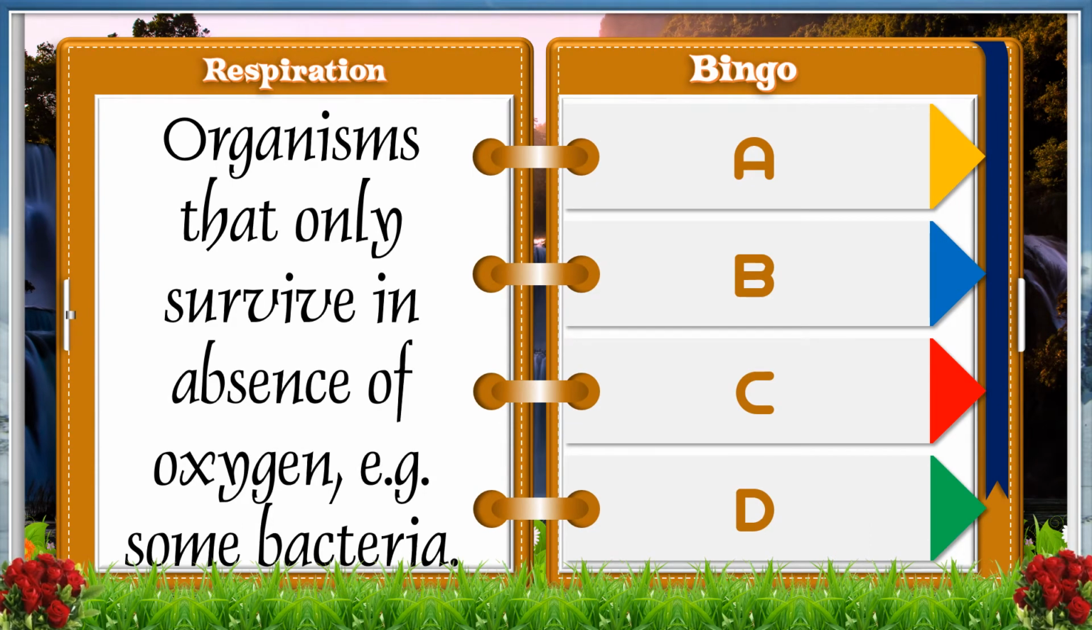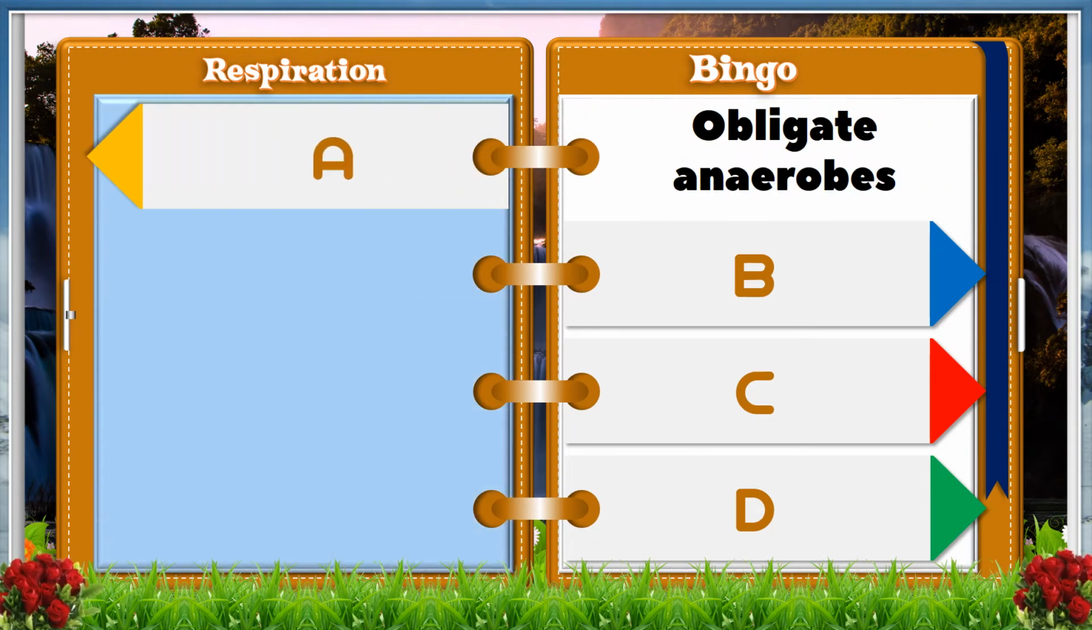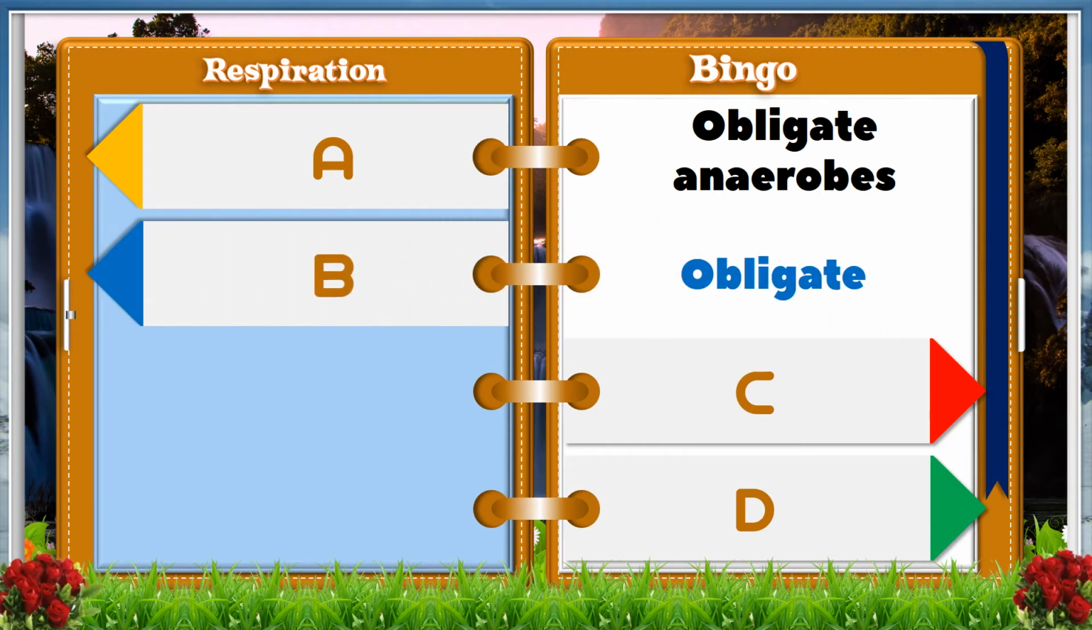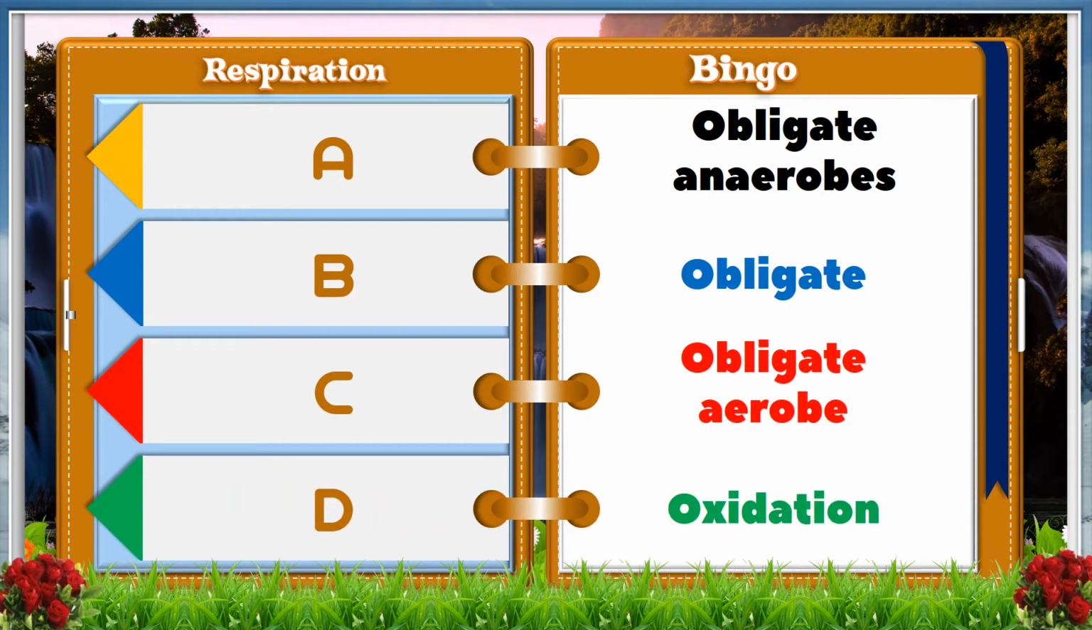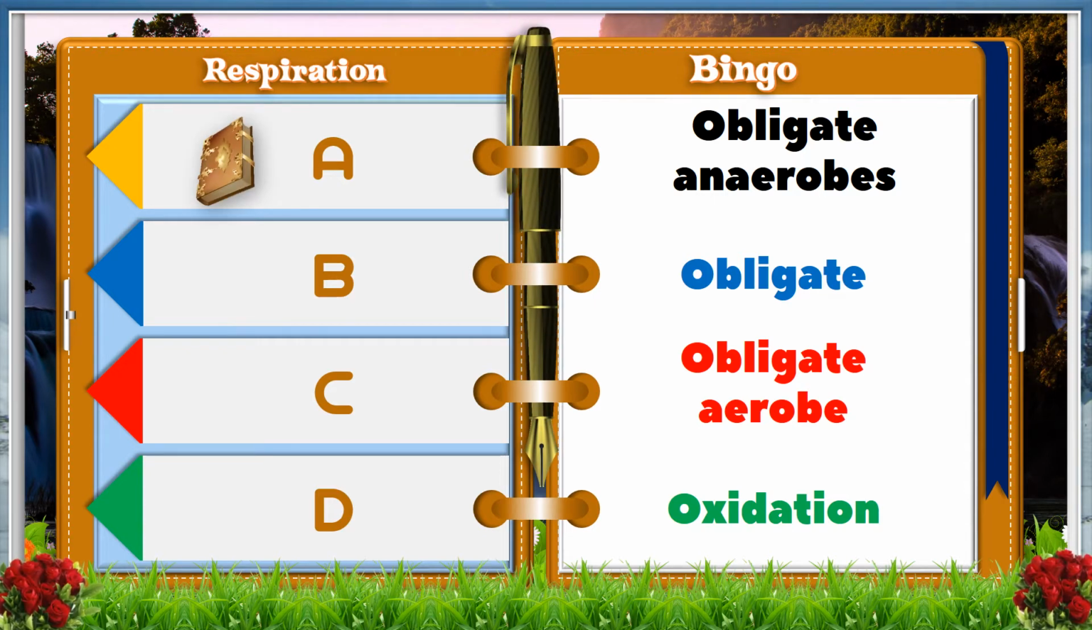Organisms that only survive in absence of oxygen. For example, some bacteria. A. Obligate anaerobes. B. Obligate. C. Obligate aerobe. D. Oxidation. And the answer is A. Obligate anaerobes.